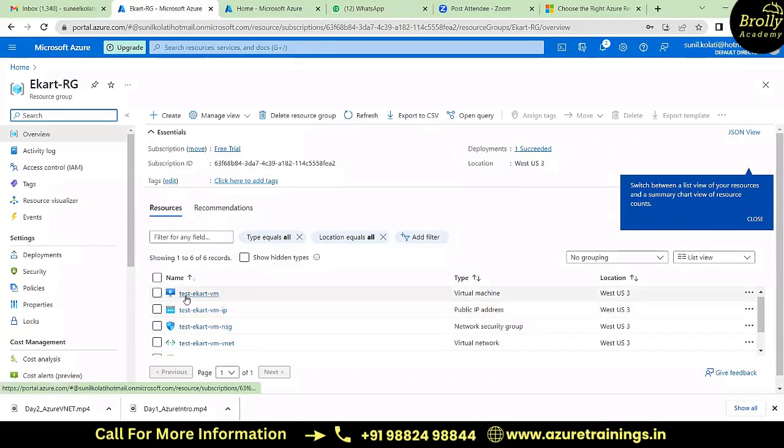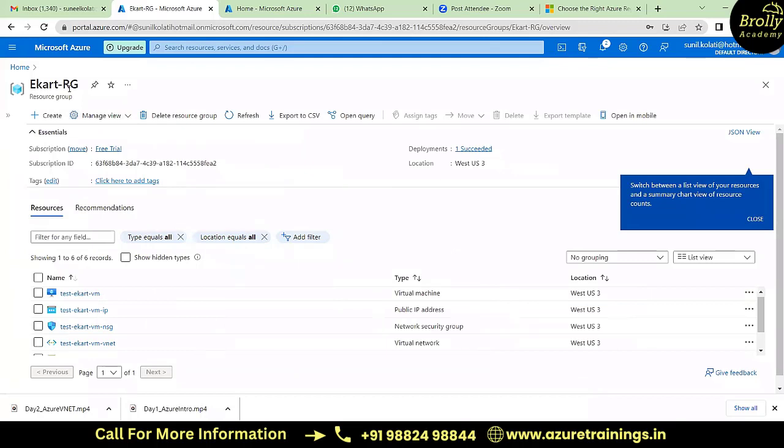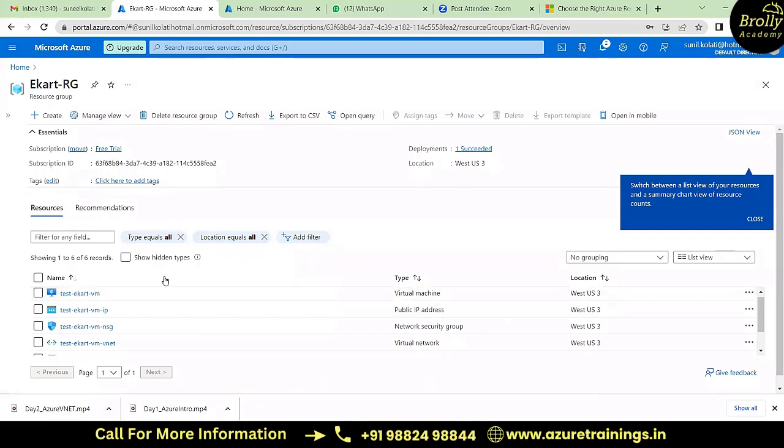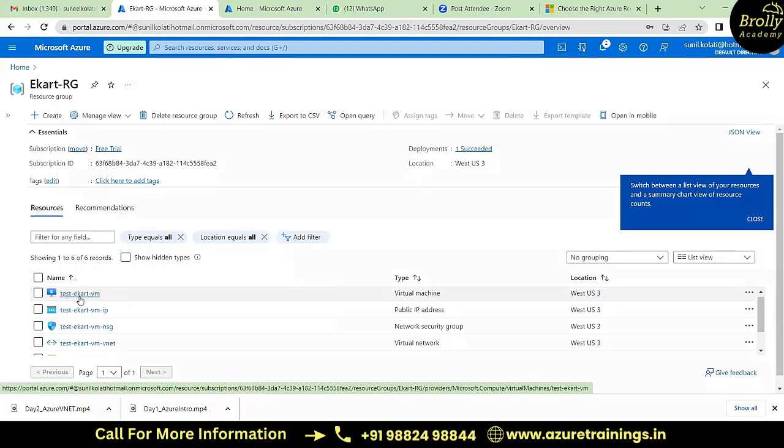Next, each resource can exist only in one resource group. Okay, I created test cart VM, right? I can't have the same kind of VM in another resource group. Suppose I have another resource group called Flipkart RG. I can't copy this VM. I can't create the same VM in Flipkart RG with the same name. That means we can't place one VM in two resource groups.